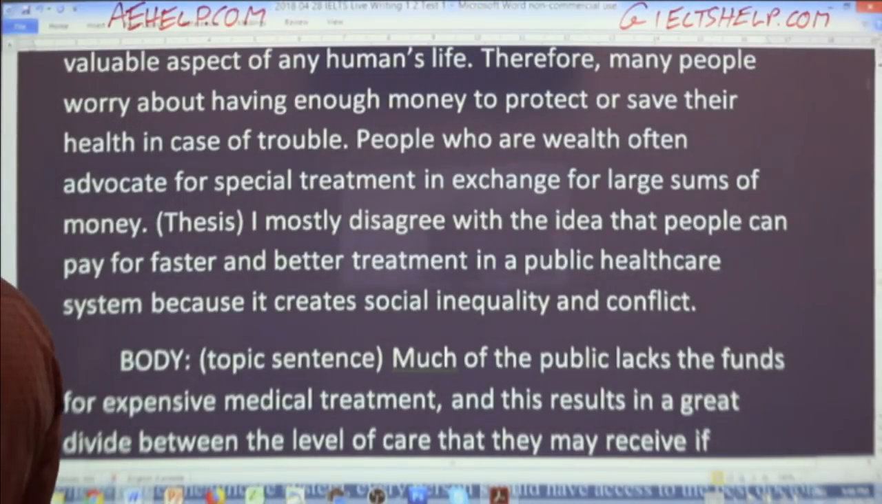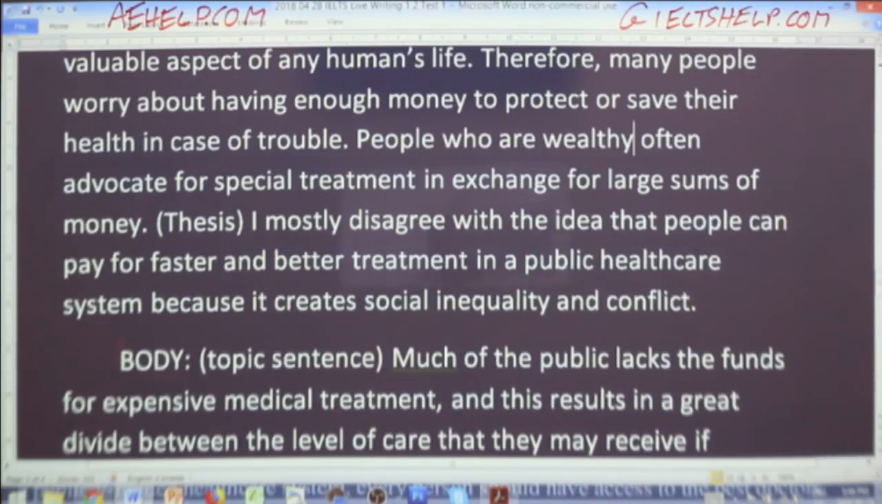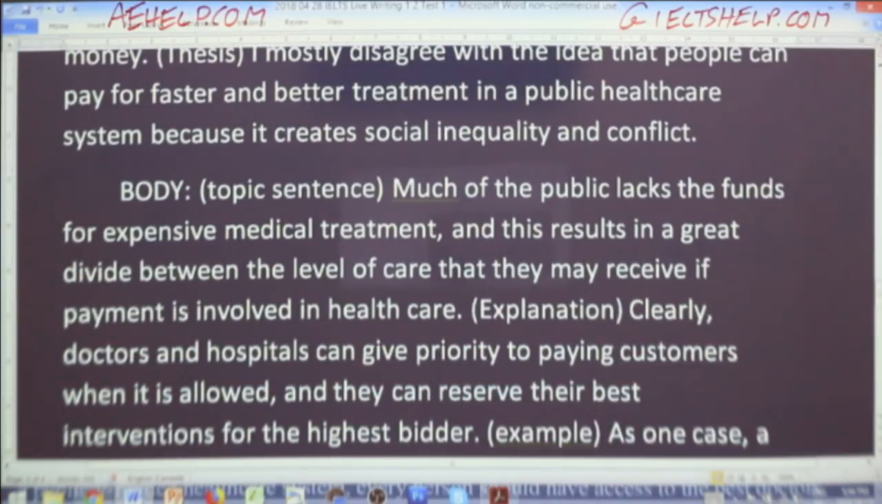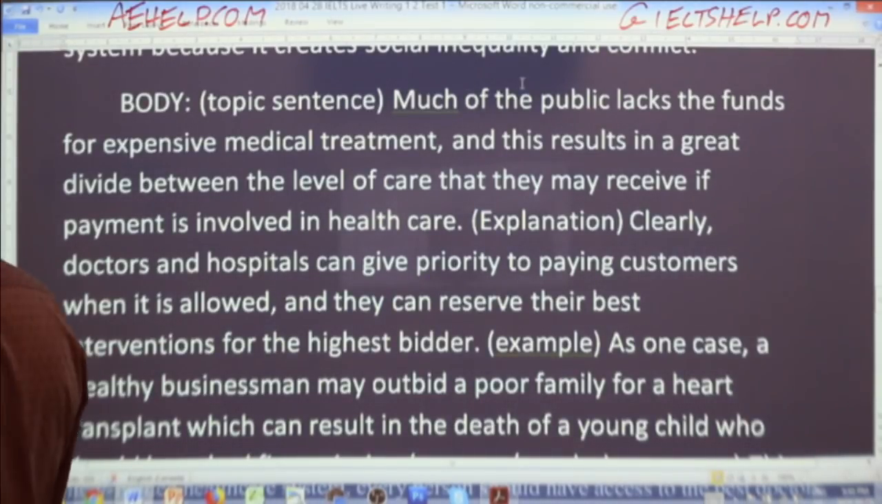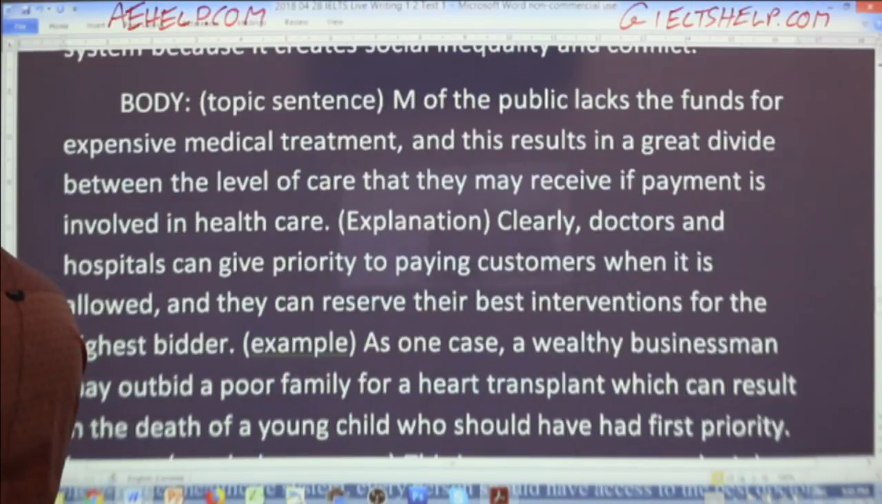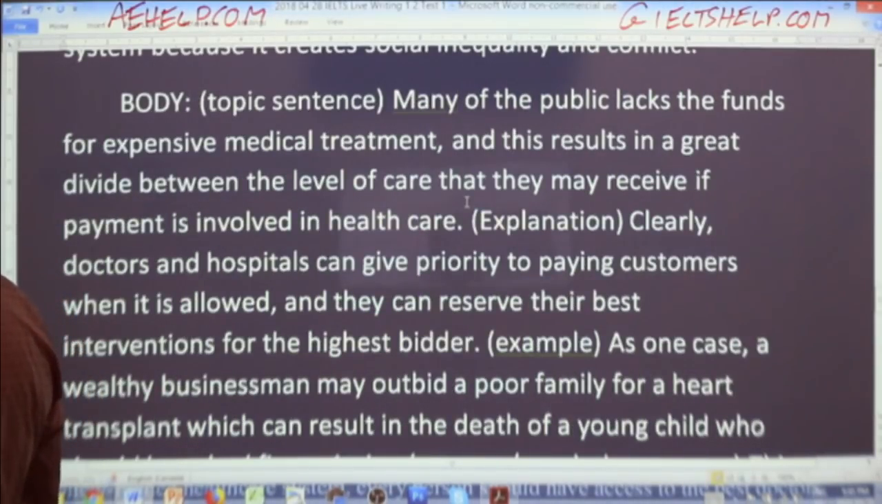This is where I want to make sure that I do corrections if I've made mistakes. Often advocate for special treatment in exchange for large sums of money. I mostly disagree with the idea that people can pay for faster and better treatment in a public healthcare system because it creates social inequality and conflict. Much of the public lacks the funds for expensive medical treatment, and this results, I think the better word here is many of the public, no, and then let's keep it much.